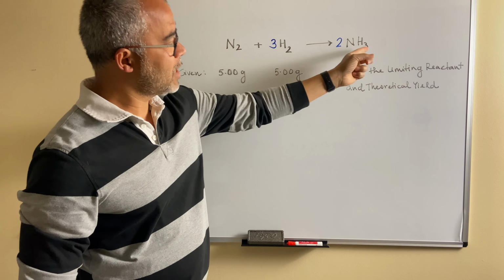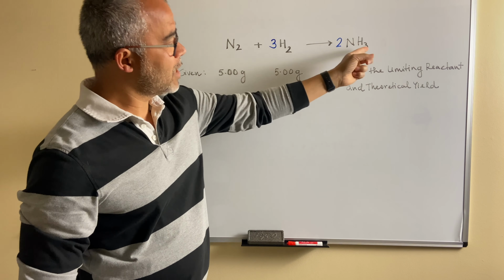So this equation is balanced. Next step. Now we have to calculate the limiting reactant and then the theoretical yield. So what we have to do is work with what's given to us. We're given 5 grams of each of the reactants. So the first thing we want to do is convert the grams into moles. Okay, so to convert the grams into moles, we have to use this formula. I'm going to just write it up here.